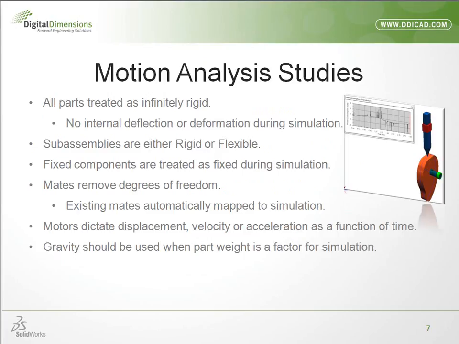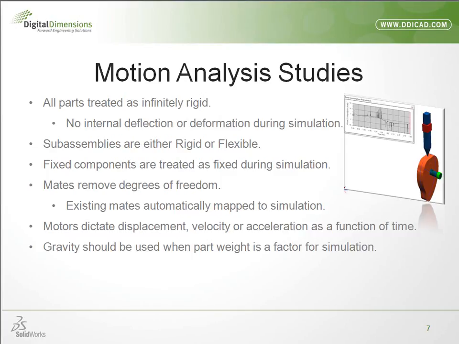Before you turn the Addin on, let's cover some basics about it. All the parts within a motion analysis are treated as infinitely rigid. So this means that there's not any internal deflection or deformation during the simulation. If you've got a top-level assembly with lots of mates, you're going to want to determine which need to remain rigid or which need to remain flexible. The motion analysis is aware of that setting within a subassembly. To change that, you would right-click on the subassembly, go to its component properties, and then select whether the subassembly is rigid or flexible.